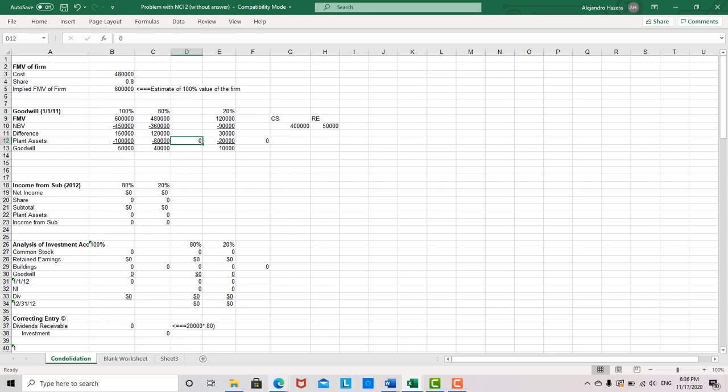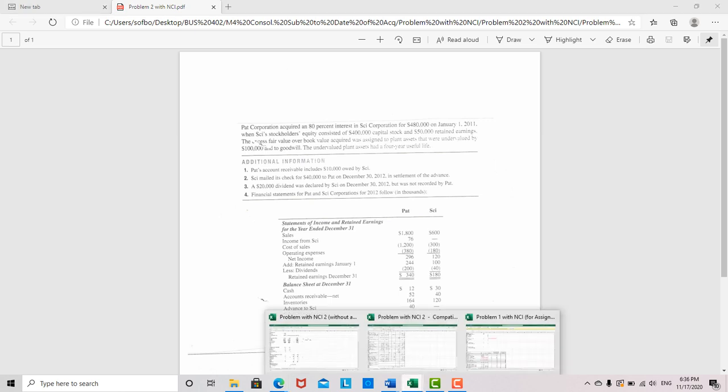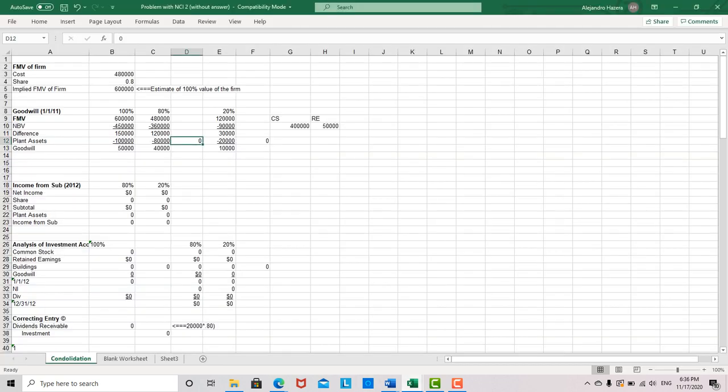Okay, now if we go back to the text of the problem, it says that the undervalued plan assets had a 4-year life. So we're going to take that 100,000 and write it off over 4 years. So let's just do this: 80,000 divided by 4. For the majority, they're going to be getting hit with an excess expense of 20,000, and the minority or non-controlling interest will get hit with an annual expense of 5,000, and the total is 25,000. So the total is 100,000 divided by 4 gives you 25,000, split 20 and 5.